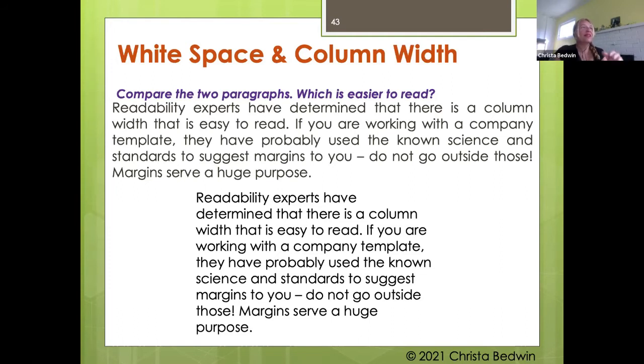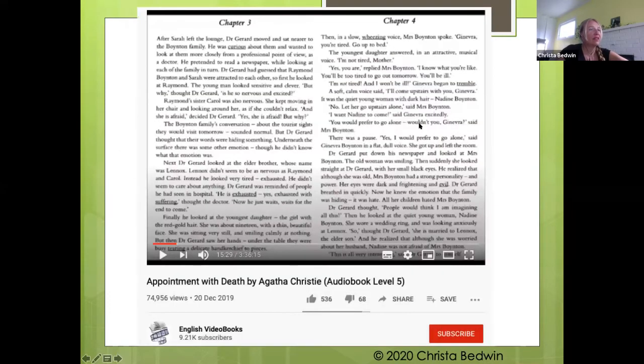So which one of these is easier to read? Now, it's a bit tricky because the first one ends up being shorter. But what I was trying to show here is that narrower columns are easier to read. That's why newspapers and magazines use narrow columns. If you just have everything from margin to margin in a newspaper or a magazine, it's very difficult to read. And we're going to see an example of that here.